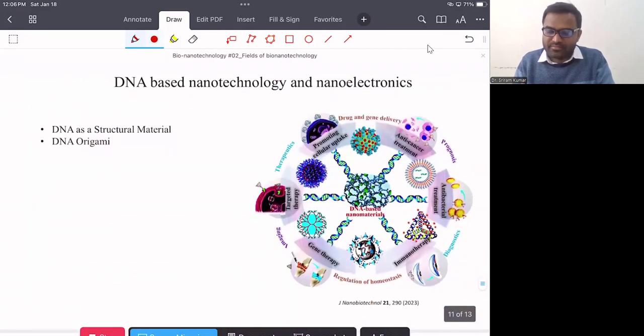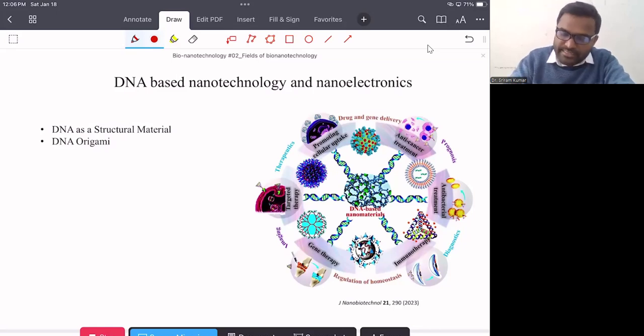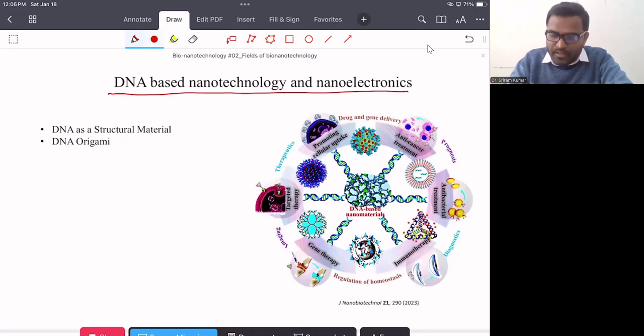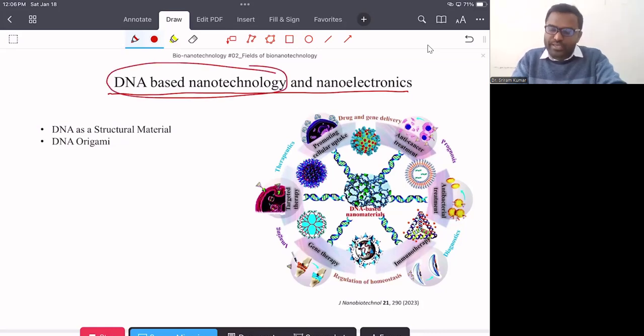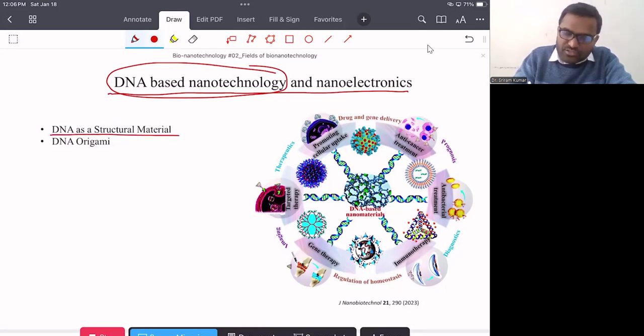And the next area of research in bionanotechnology is DNA-based nanotechnology and nanoelectronics. So now let's understand what DNA-based nanotechnology is. Here in DNA-based nanotechnology, we use DNA as a structural material, and then we modify that structural material for different applications.